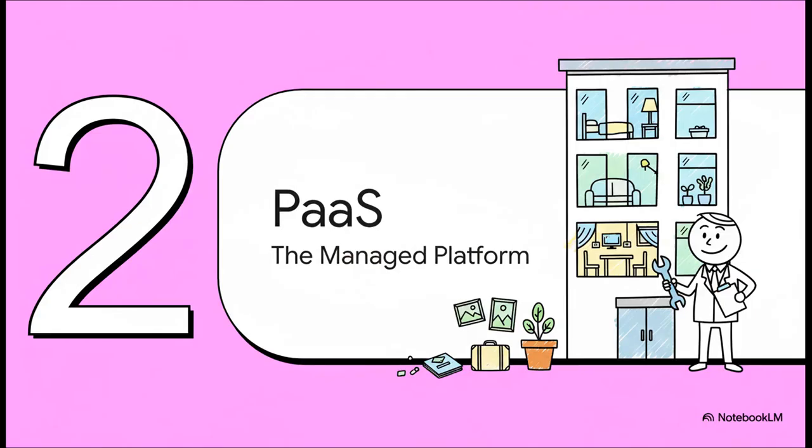But what if you don't want to build a whole house from the ground up? That's a lot of work. Well, that brings us to option number 2, Platform as a Service, or PaaS. And this is like renting a furnished apartment. The landlord deals with the building, the plumbing, the furniture. All you have to do is show up with your own stuff.